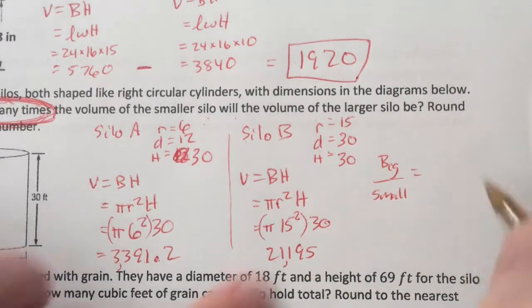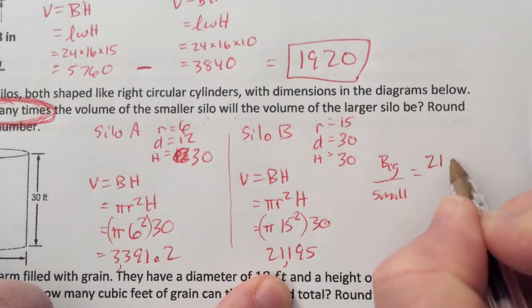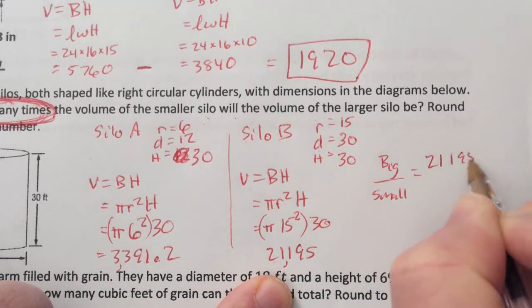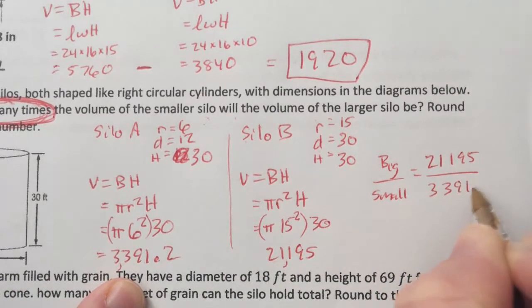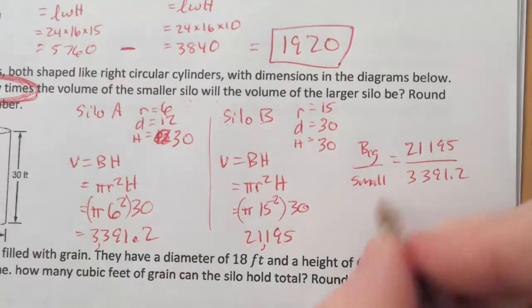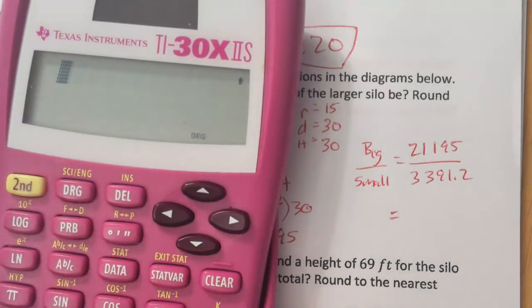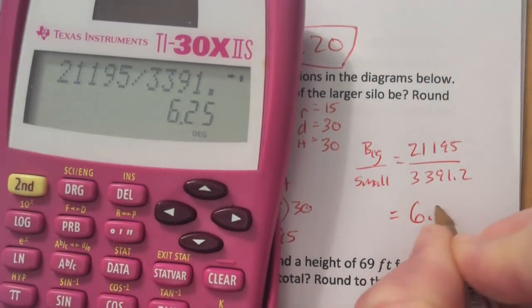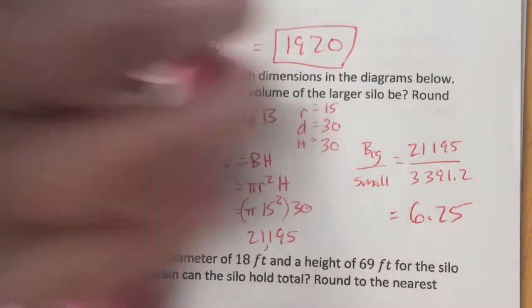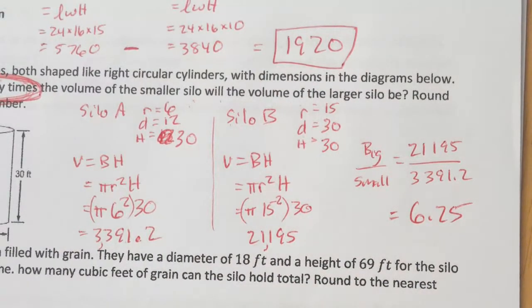And in this case, that would be the 21,195 and the 3,391.2. All right, so we're going to divide those two. So we have 21,195 divided by 3,391.2. And we get 6.25. Ooh, that's a nice pretty number, isn't it? Not the prettiest, but it's pretty.